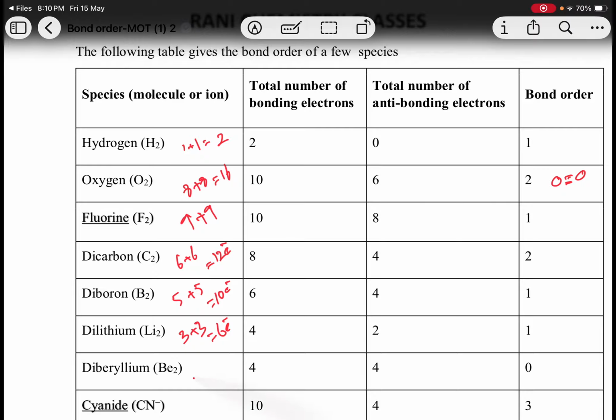Diberyllium Be2: beryllium atomic number is 4, 4 plus 4, total 8 electrons. 4 bonding, 4 antibonding. Bonding electrons are equal to antibonding electrons. In this case, bond order is 0 and this molecule is unstable. If the bond order is 0, this indicates that the molecule cannot exist.